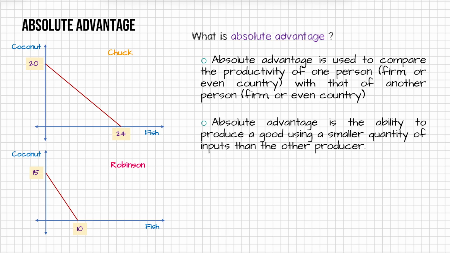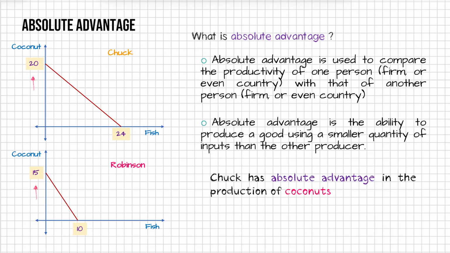It's worth pointing out that in Chuck and Robinson's case, labor is the only input, and it's the same for both of them. The only difference here is productivity. So let's compare Chuck and Robinson's productivity. If they dedicate themselves entirely to one type of production, let's say coconuts, Chuck can produce 20 coconuts, while Robinson can only produce 15. That means Chuck has absolute advantage in coconut production.